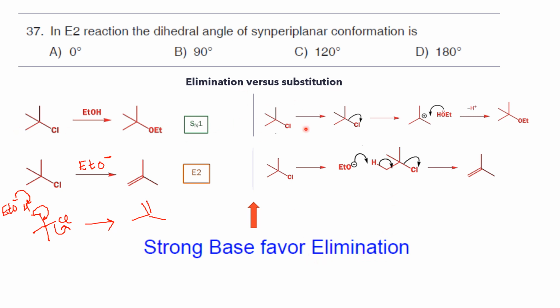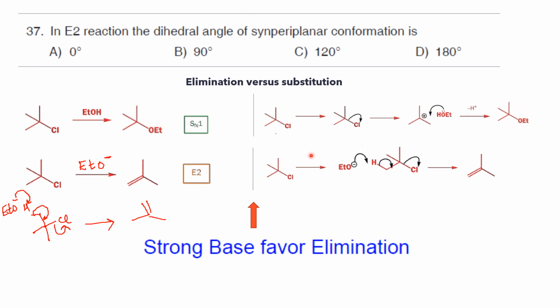I have just given the mechanism for both reactions on the right hand side. This is how you get this particular product. Initially you get a carbocation by the dissociation of the leaving group, that is the chloride ion. I think you are familiar with the SN1 reaction. It is a two-step reaction. The first step involves the formation of a carbocation, and in the second step a proton is eliminated, while at the same time the ethanol coordinates to the carbocation to form the substituted product.